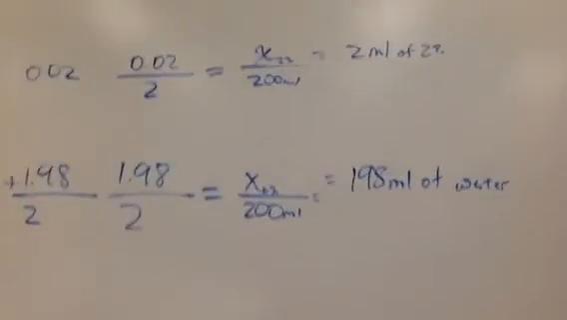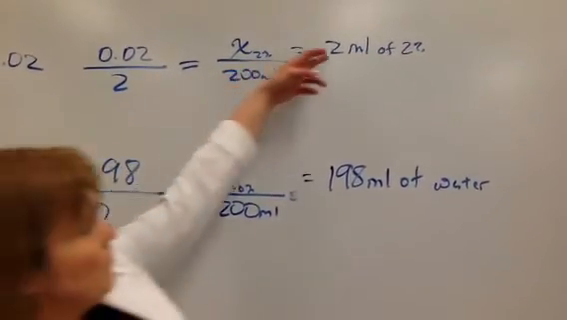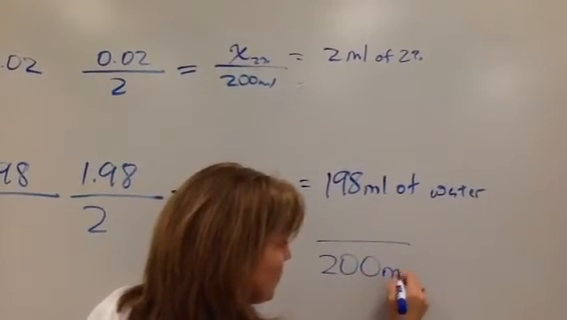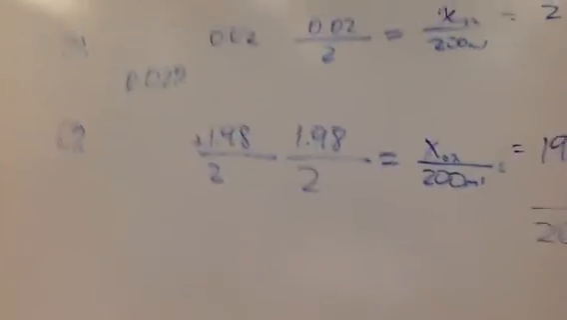Okay, now how do I check this, Larry? Add them both together. Add these together, 2 milliliters and 198, which is 200 mLs, and that is the total amount of my target, so I'm correct. Any questions?